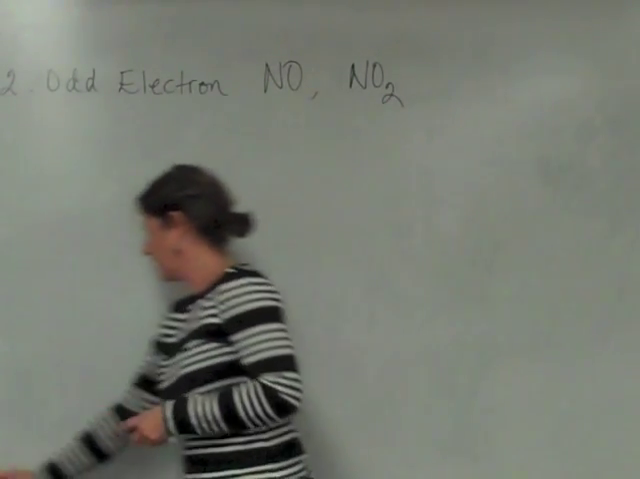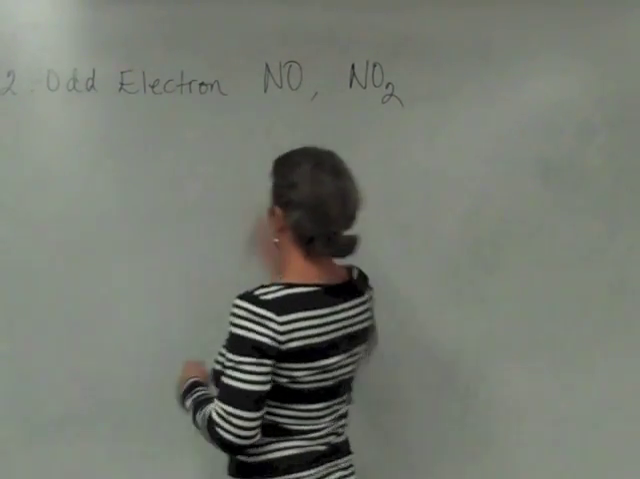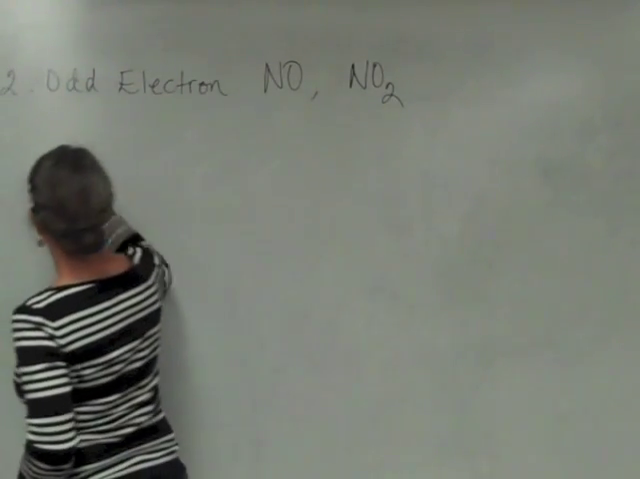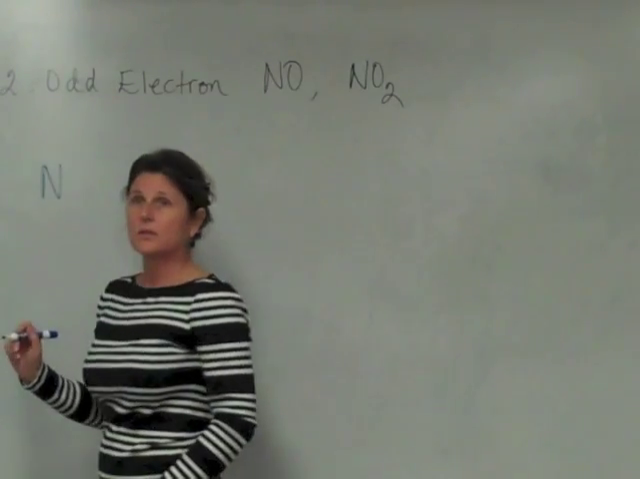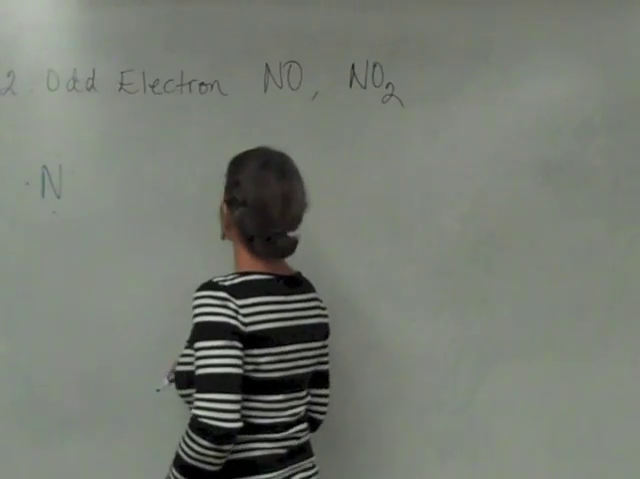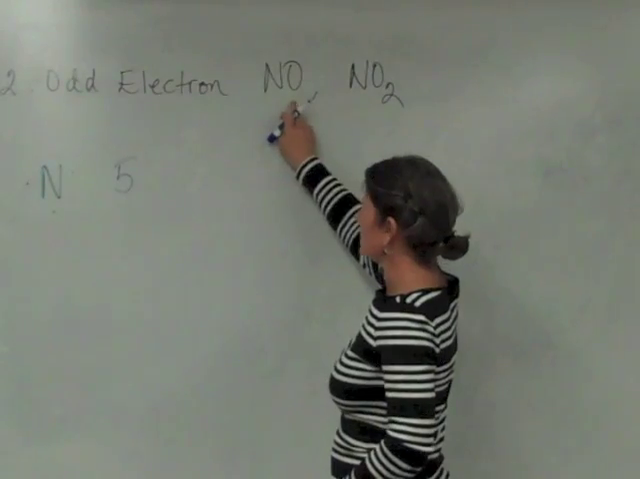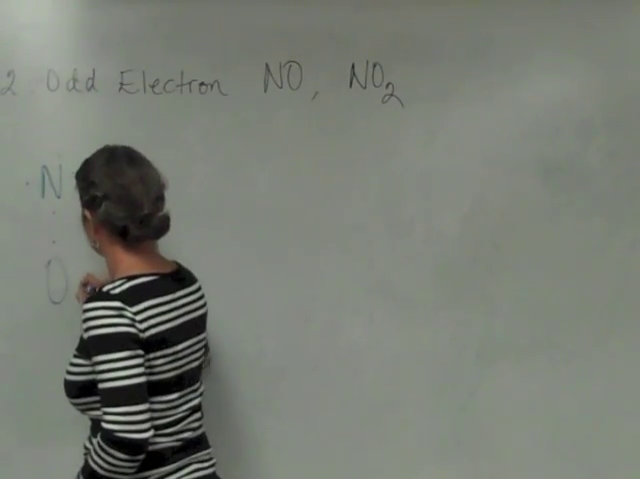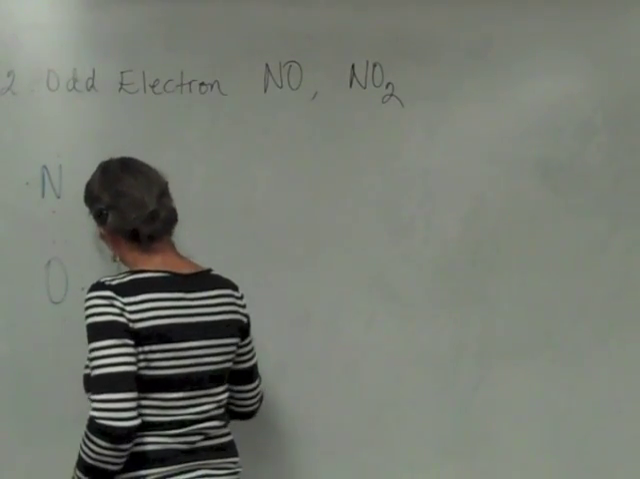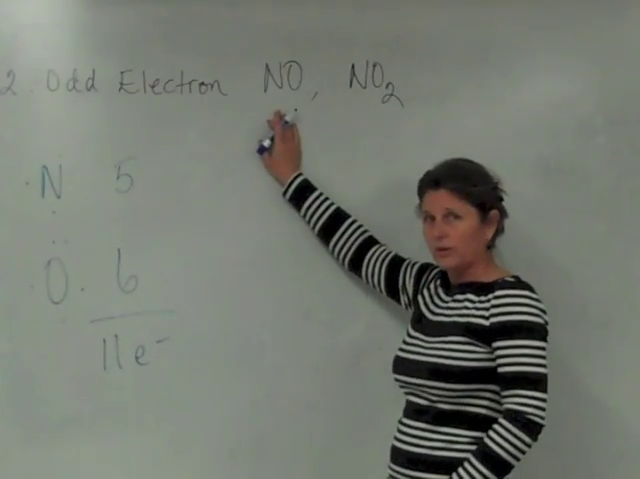Okay, so let's go ahead and do this with NO. Okay, so nitrogen is in group 5. 1, 2, 3, 4, 5. So, got 5 electrons from there. And oxygen, 1, 2, 3, 4, 5, 6. So, I have a total of 11 electrons that I need to account for in this molecule of nitric oxide, nitrogen monoxide.